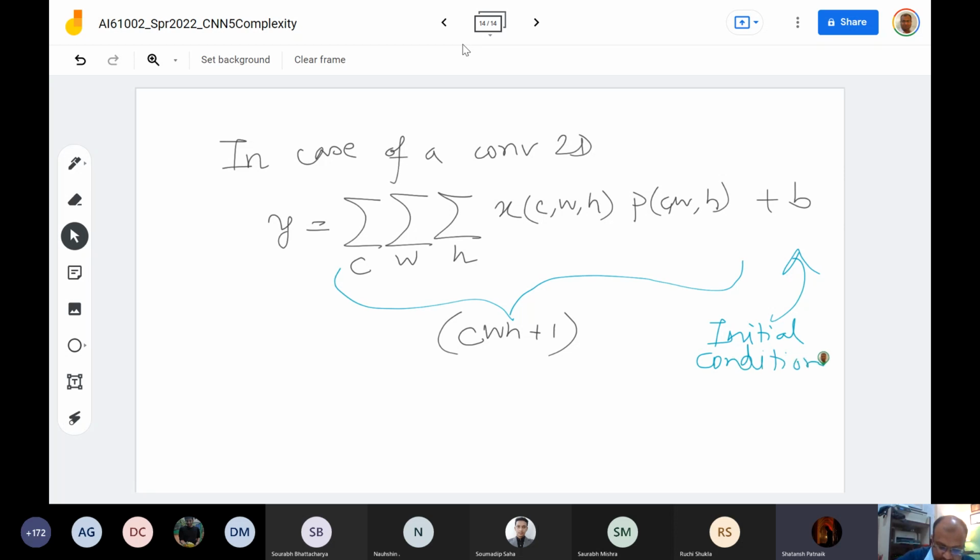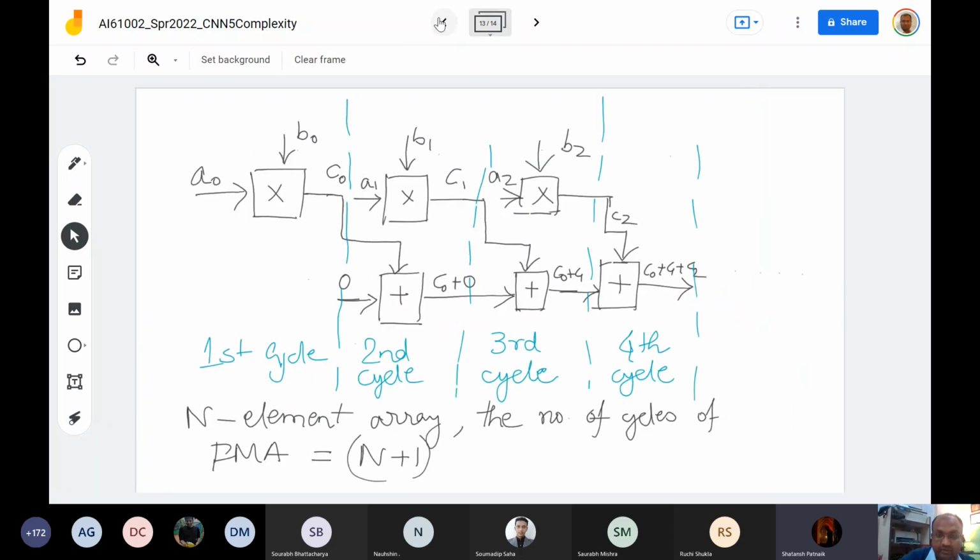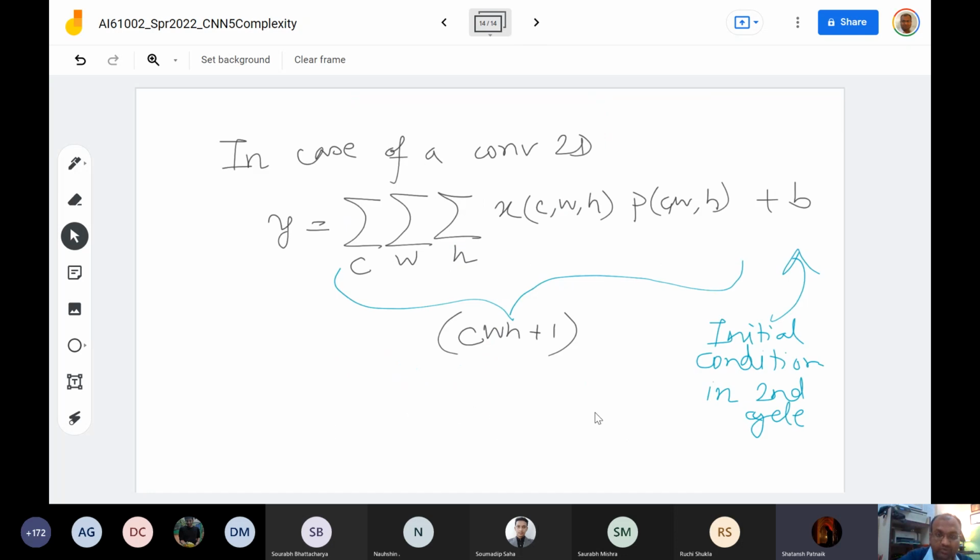in the second cycle. So in this second cycle, look over here. In this second cycle, I was taking an initial condition over here as 0. Instead of 0, if I take that as my bias, then it will solve my problem. So accordingly, I will require only CWH plus 1 number of cycles to work.